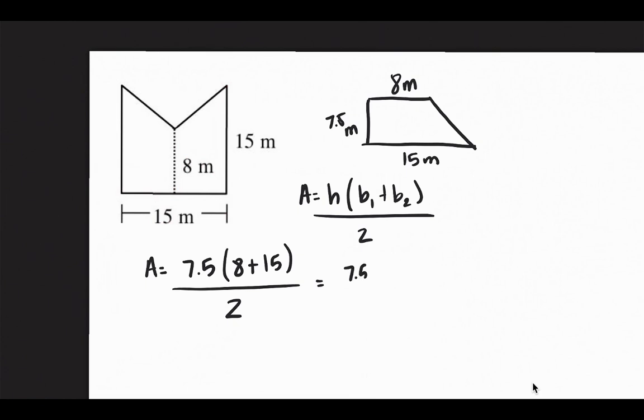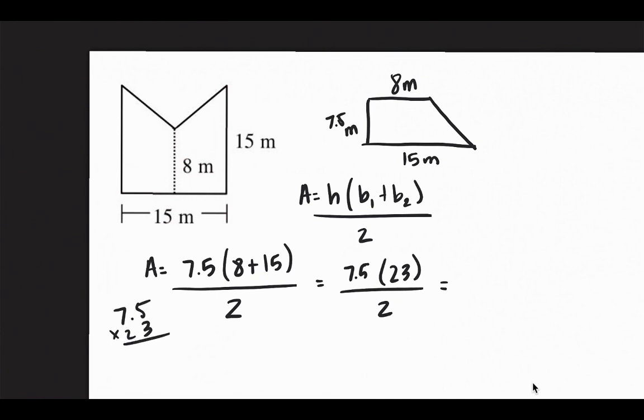So we'll have 7.5 times the sum, 8 plus 15. Add those together to get 23, divided by 2. Then we'll follow the order again. Next step is multiplication. So we'll do 7.5 times 23. I'm going to move this up a little bit here.